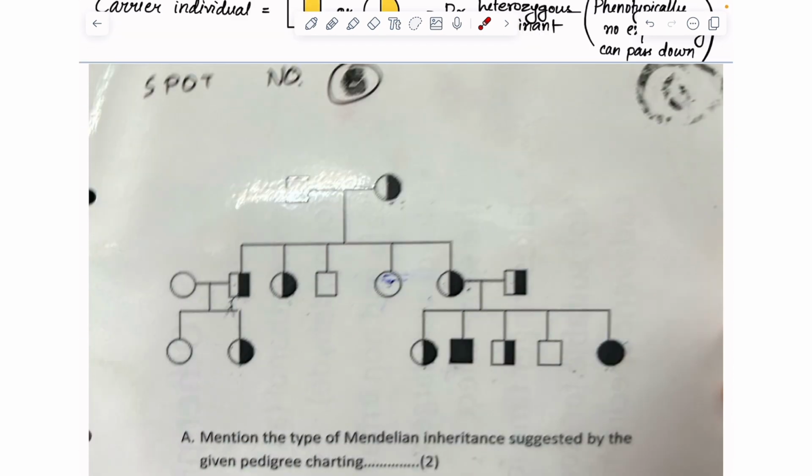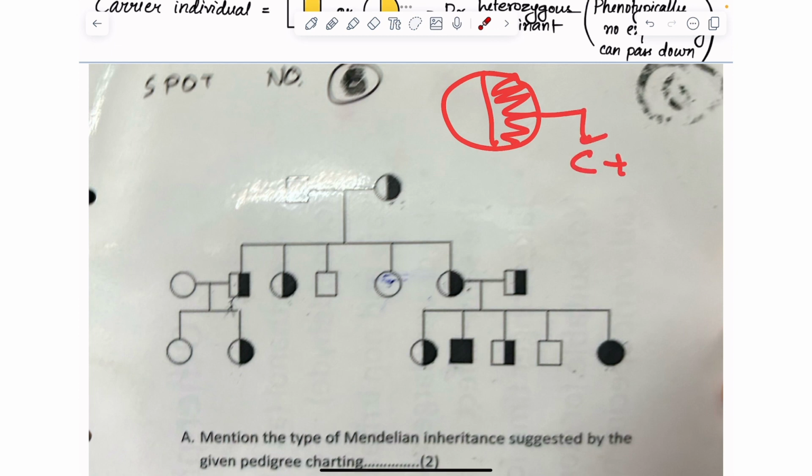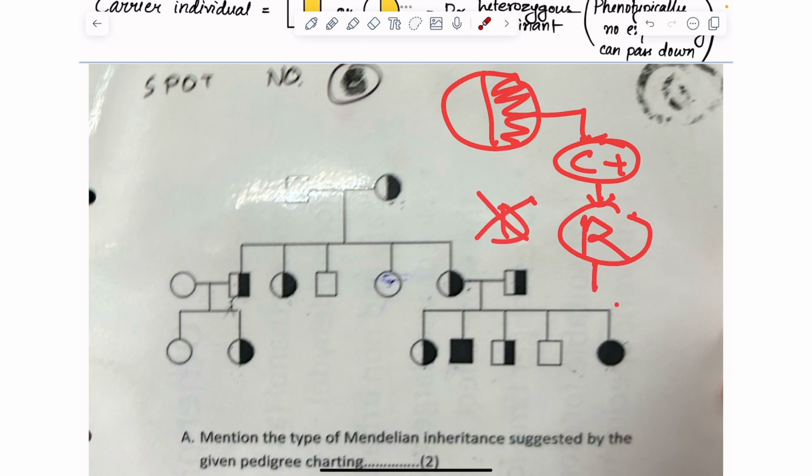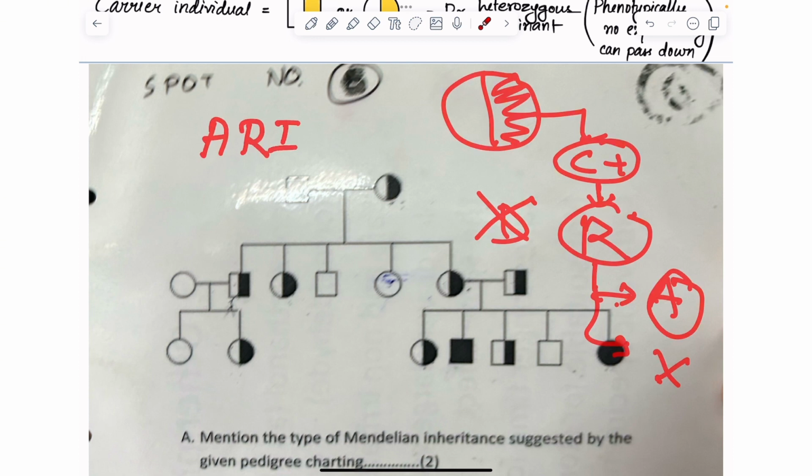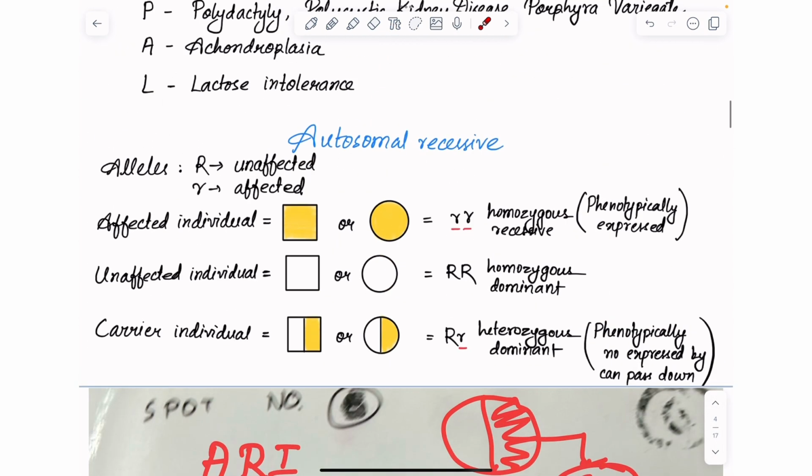Okay, let's look at this example. So apply the trick of whether or not a carrier is present. Since the carrier is present, that means the type of inheritance shown here is recessive, not dominant. Now within recessive, it can either be autosomal or X-linked. Take any one of them. Since I just taught you autosomal, I'm going to take autosomal and check for it. So let's check for autosomal recessive inheritance.